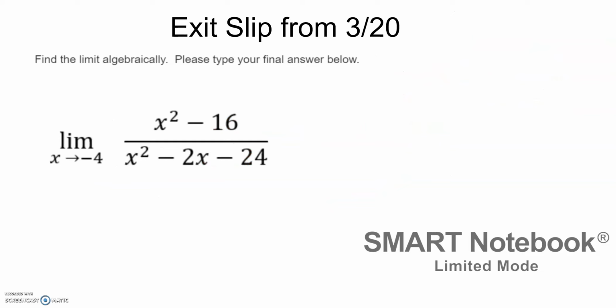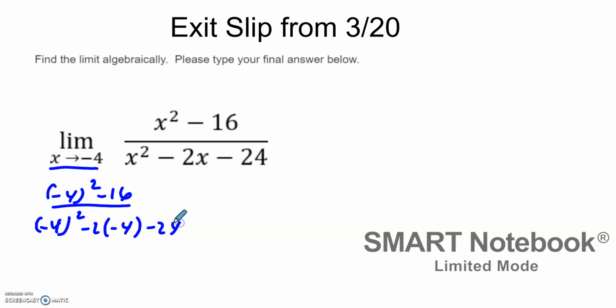The second example, though, if we'd like to plug and chug first and plug in the -4, something happens here. So we get -4 squared minus 2 times -4 minus 24. In the numerator, we get 16 minus 16. In the denominator, we get 16, double negative plus 8, minus 24. So we would get 0 over 0. And this is called indeterminate form. And as you know, we can't divide by 0. So that means that we can't find the limit this way.